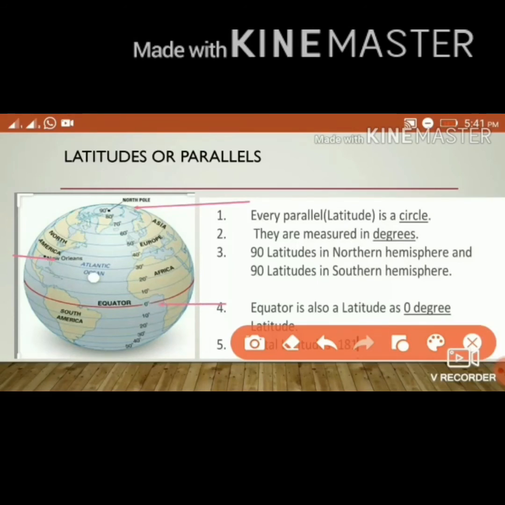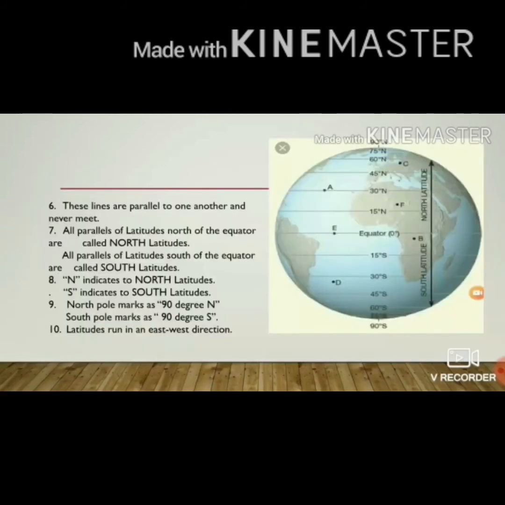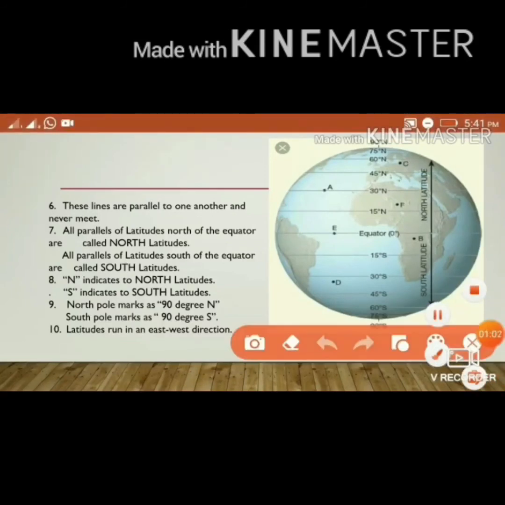Next, since equator is in the center, it is a 0-degree latitude. So we can say that there are a total of 181 latitudes, 90 in the northern hemisphere, 90 in the southern hemisphere, and one is our equator. In total, we have 181 latitudes. Next children, all these latitudes are parallel to each other. You all know about parallel lines, they never intersect. In the same manner, these parallels of latitudes also never intersect each other, they run parallel to each other.